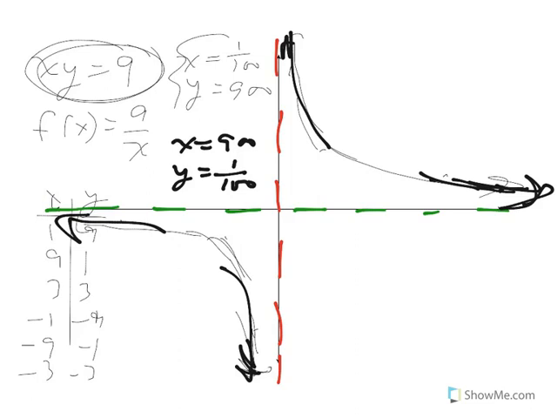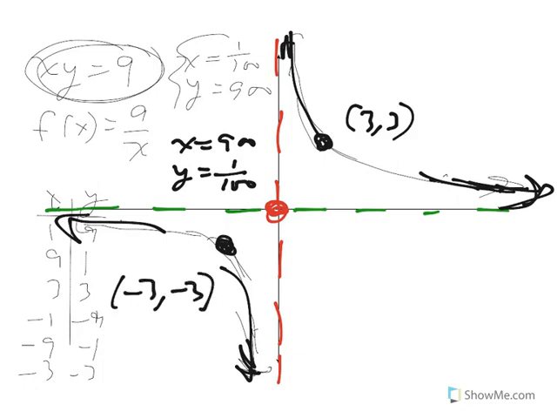A hyperbola has a center, although the center is not an actual point on the hyperbola, but it's in this case where the two asymptotes intersect. And a hyperbola also has two vertices, and in this case they are at 3, 3, and negative 3, negative 3. Take the square root of 9, it tells you that you'd have to go 3 to the right and 3 up to get to the vertex, and 3 to the left and 3 down to get to the other one.